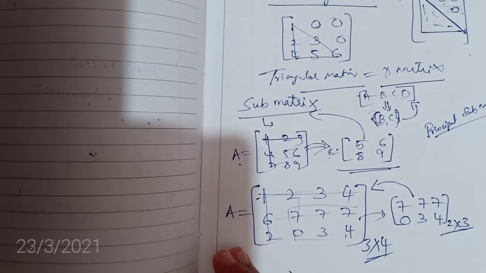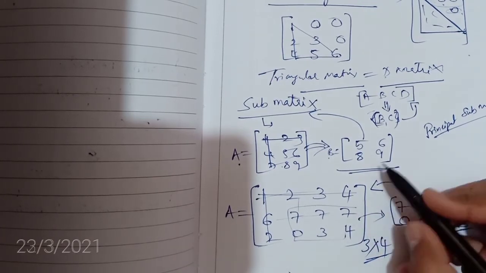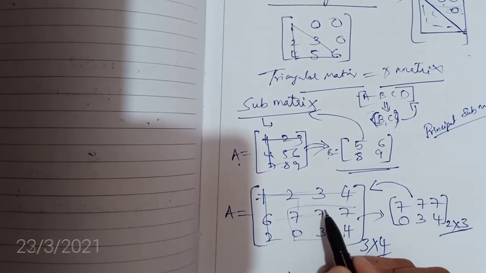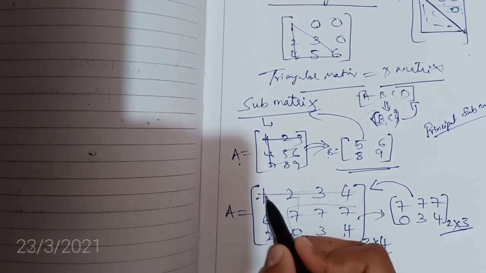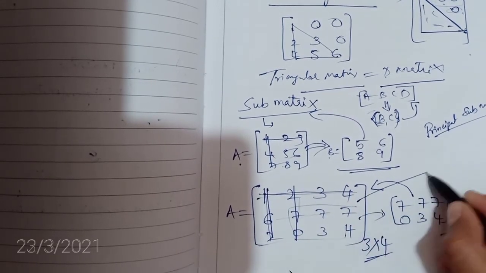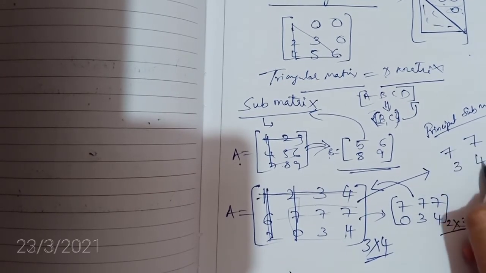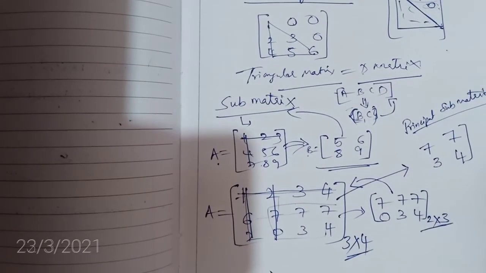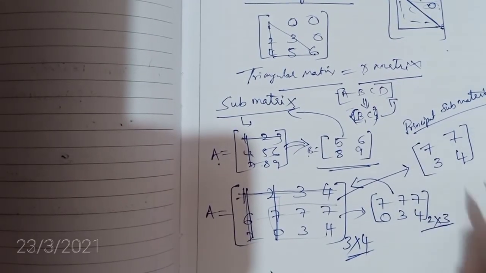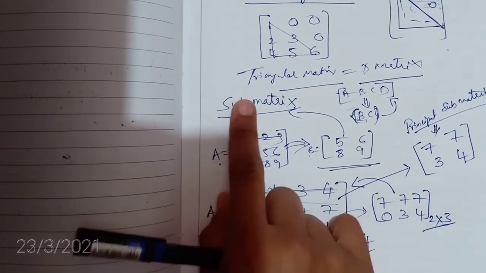But if I eliminate rows and columns in such a way that the submatrix that I obtain is a square matrix, let me just illustrate this with an example. You eliminate one row and you eliminate two columns. Then the submatrix that you get is 7 7, 3 4. Okay, 7 7, 3 4. So this is a principal submatrix. I hope you have got the difference.